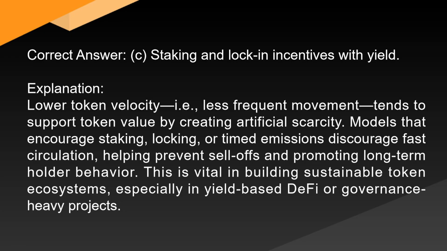Explanation: Lower token velocity, i.e., less frequent movement, tends to support token value by creating artificial scarcity. Models that encourage staking, locking, or timed emissions discourage fast circulation, helping prevent sell-offs and promoting long-term holder behavior. This is vital in building sustainable token ecosystems, especially in yield-based DeFi or governance-heavy projects.